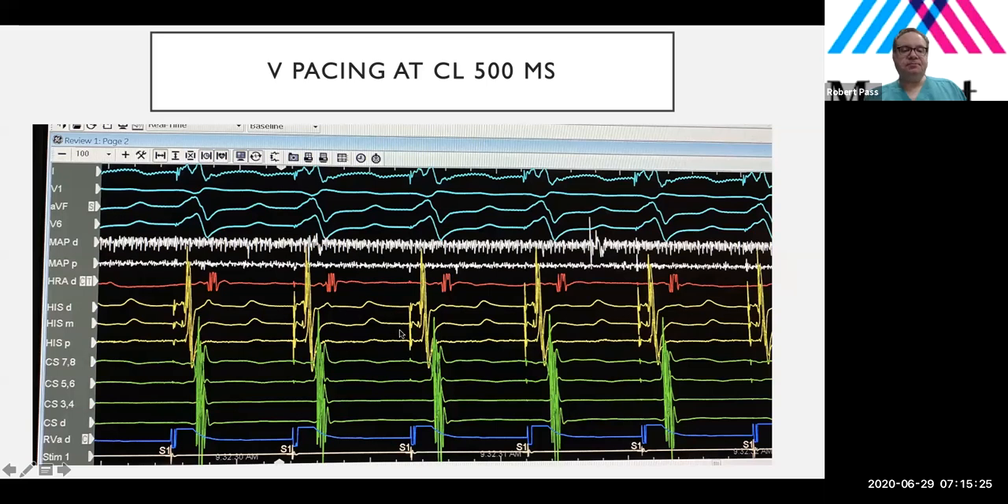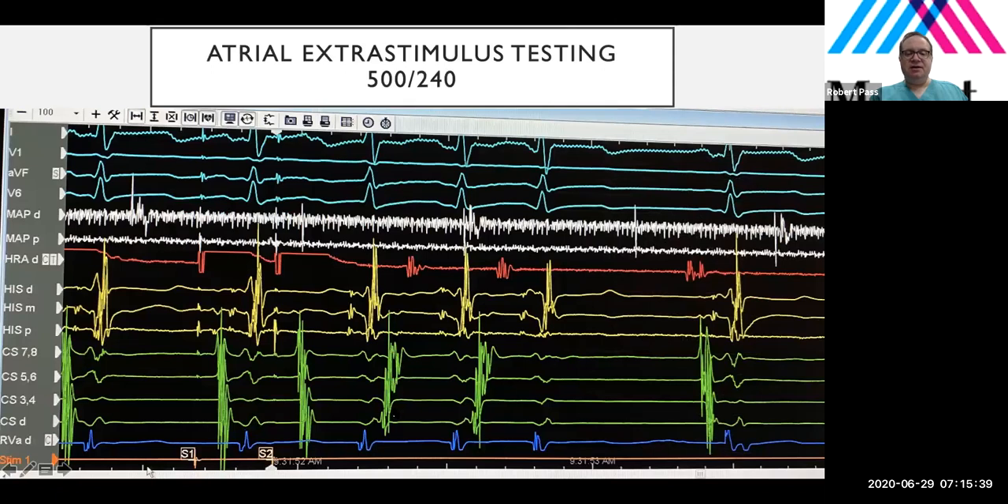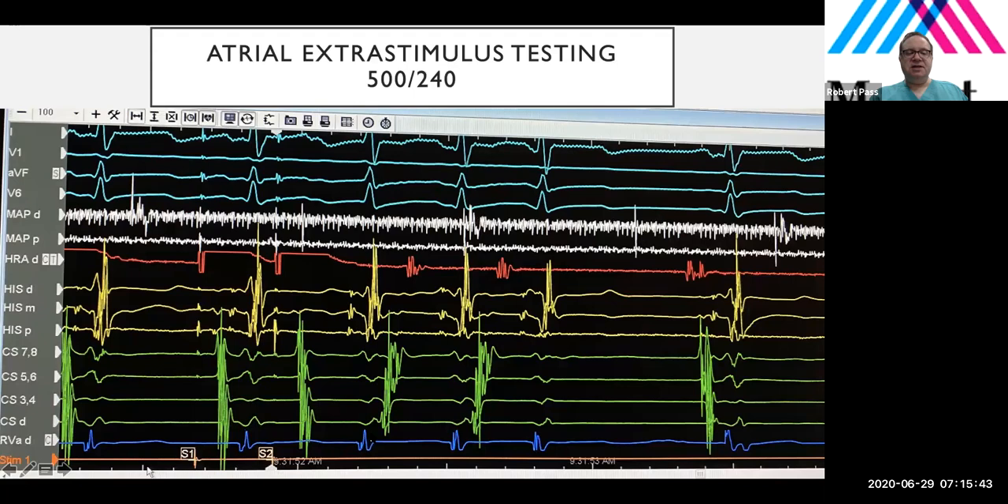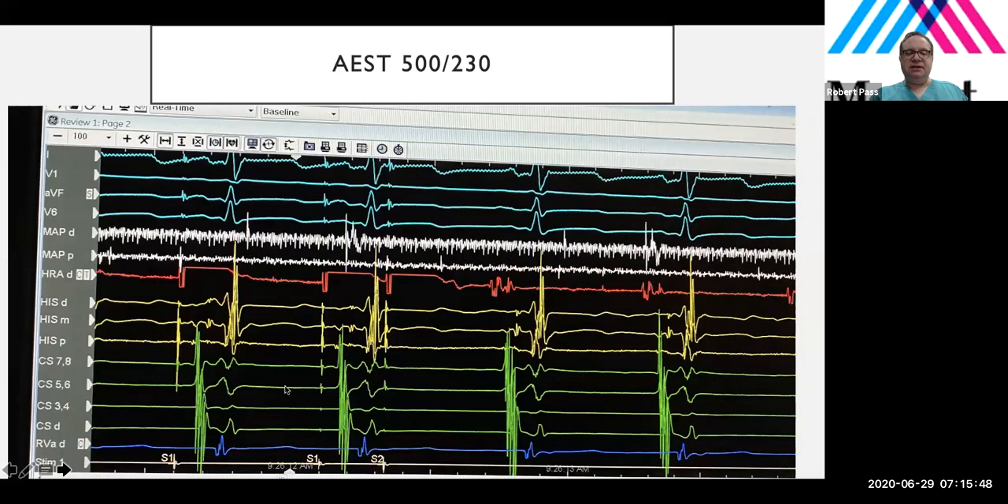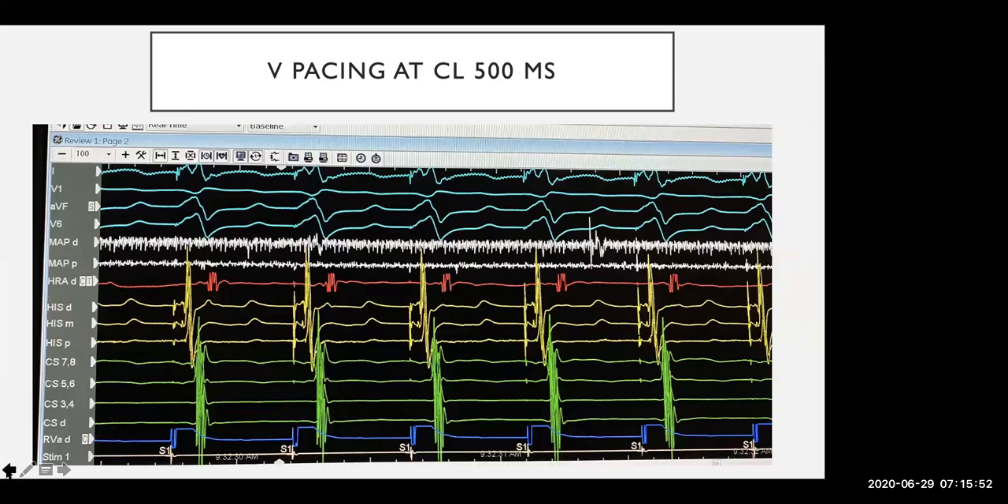Okay, so I agree that it is retrograde conduction, but compare this conduction pattern to, wait, let me find it. So this was the tachycardia, right? So keep that in your mind's eye. Does that look retrograde conduction like that? Yeah, it looks different. Right.